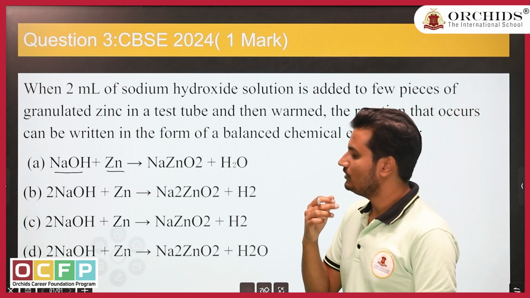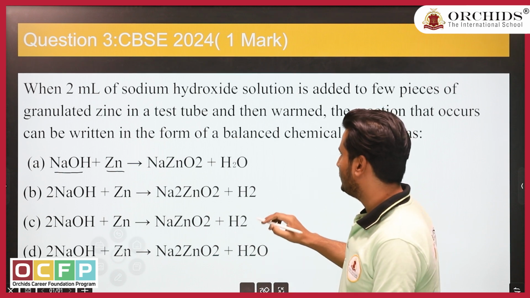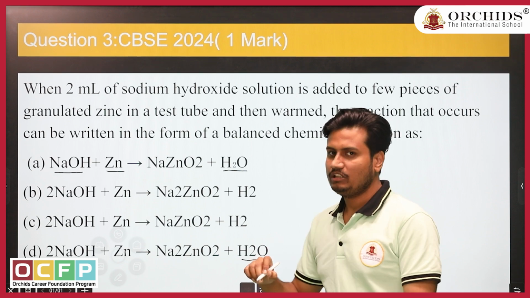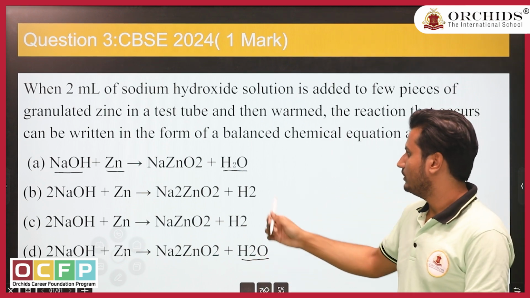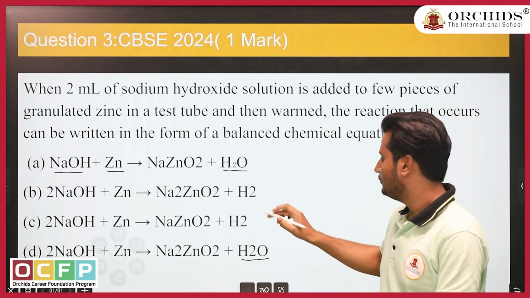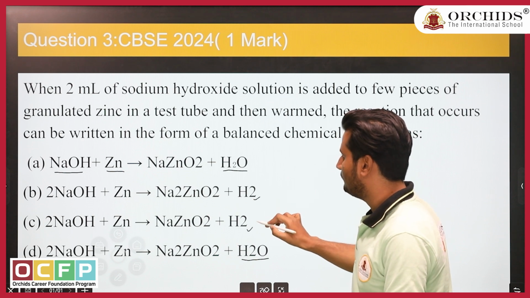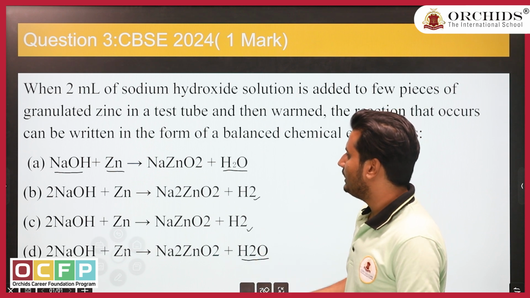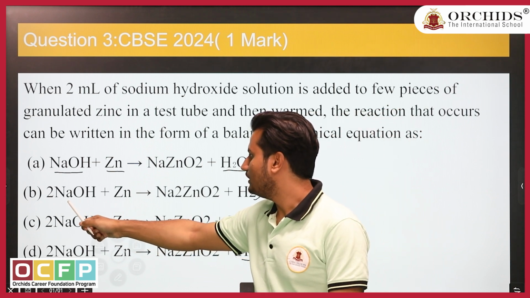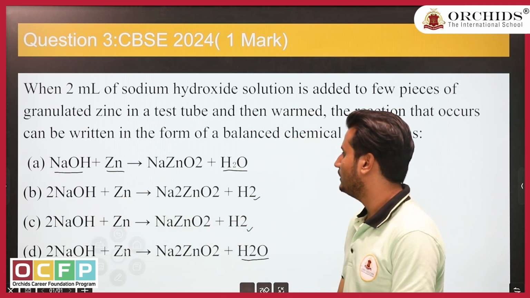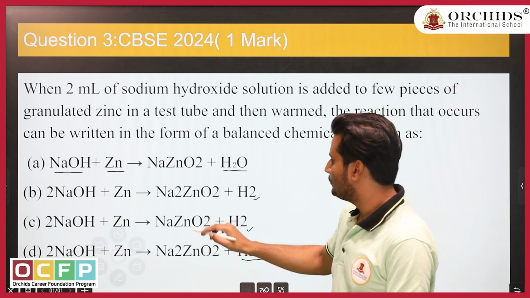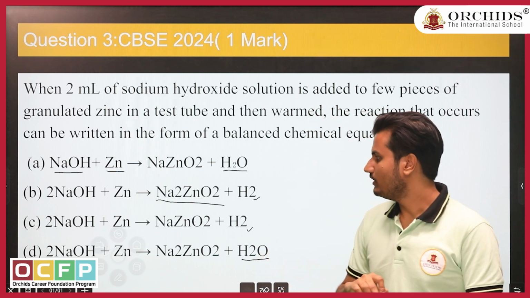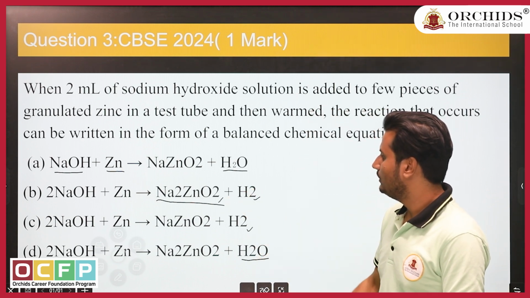So, you can go by the process of elimination as well. Here see, it is H2O, that is not correct. So, water is not liberated. So, whatever equations we have, the correct one is from B and C only. Alright. So, when we look at the equation NaOH and Zn, the formula for sodium zincate is Na2ZnO2. Alright. So, this is the correct formula.